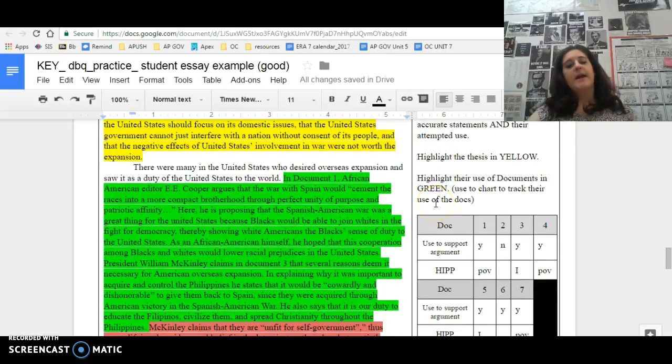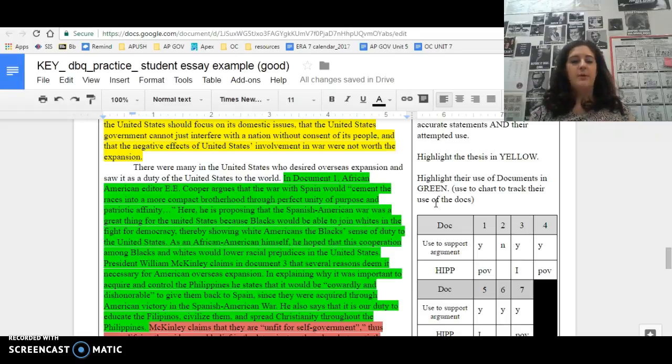The rest of the essay is mainly going to be spent in the green highlighter. So you have the first topic sentence: there are many in the United States who desired overseas expansion and saw it as a duty of the United States to the world. That is a clear topic sentence. And then they dive directly into the documents.